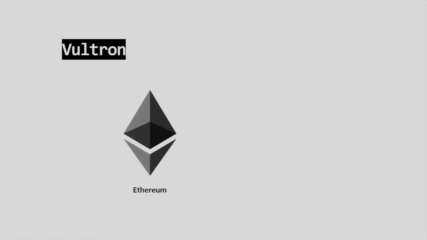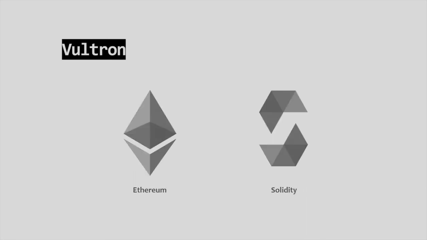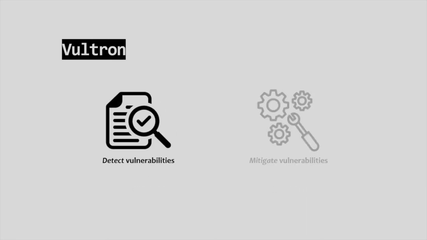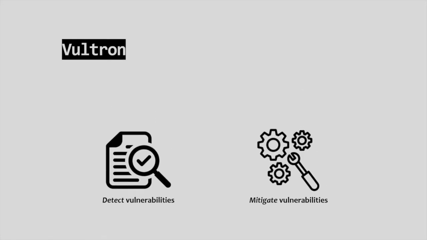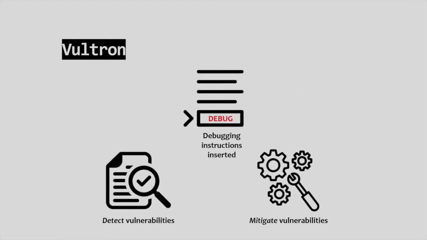Vultron is an integrated solution comprising the Go Ethereum virtual machine and the Solidity compiler. Vultron seeks to detect and mitigate vulnerabilities in smart contracts by monitoring the state of the contract during its execution. This is done through the insertion of additional custom debugging instructions.